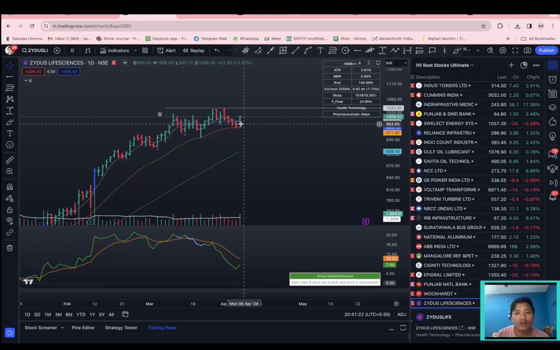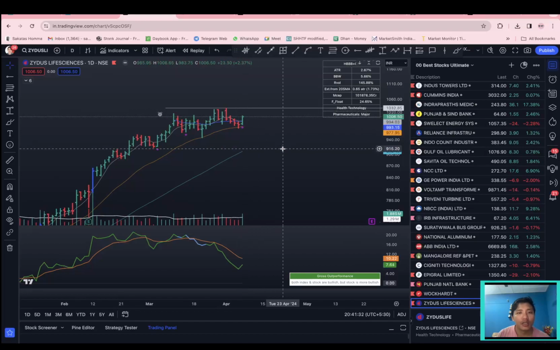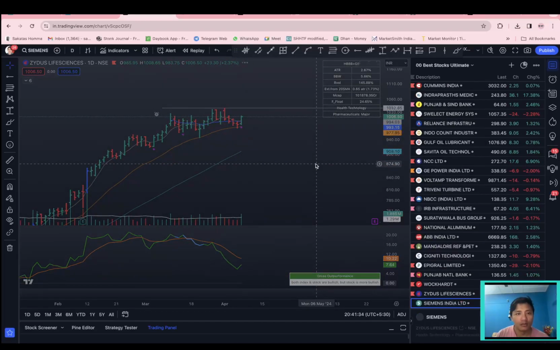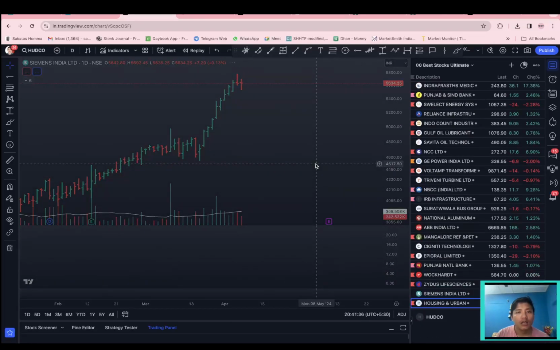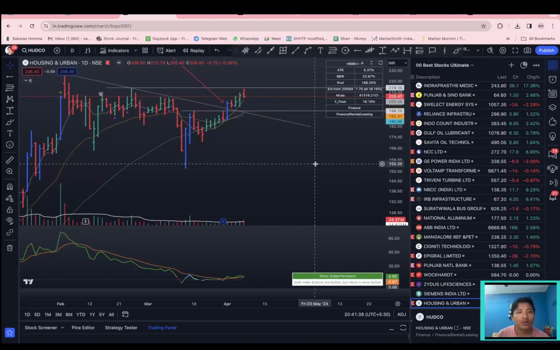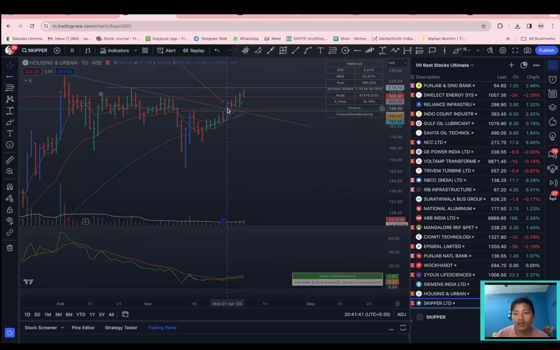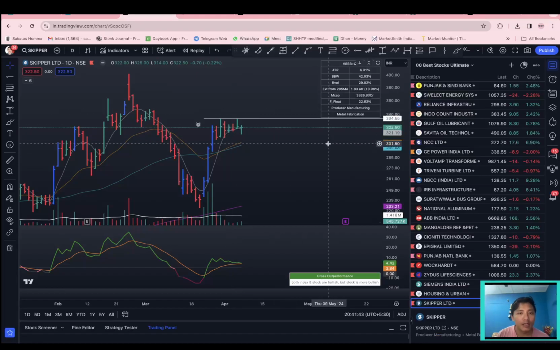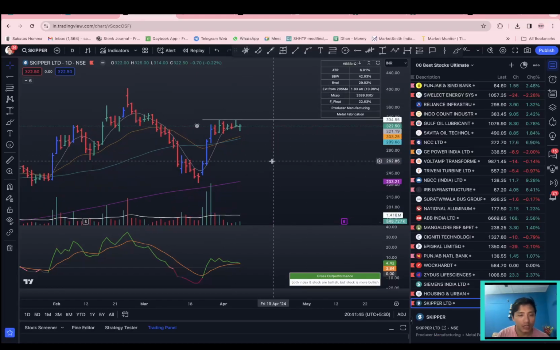Also, the purple dot appearing at the bottom saying that the strength in the counter is coming back. Although the breakout entry is here, again, just pointing out that there was a valid entry here as well. Siemens, Hoodco, that was the entry. No tight entry currently. Skipper is something which I like again.